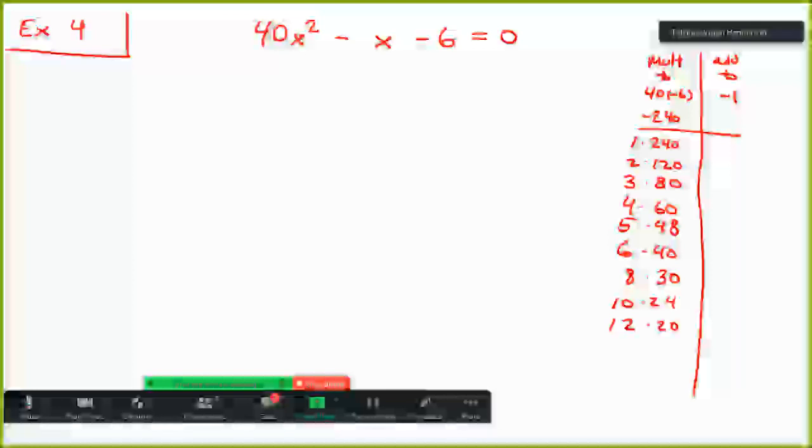240 divided by 13. That's not going to work. Let's try 14. Nope. 240 divided by 15. Oh, sweet. 15 times 16. And check it out. They're only one apart from each other. So we're going to use this one. We know that because they have to add to make a positive or -1. So that means the space is correct.